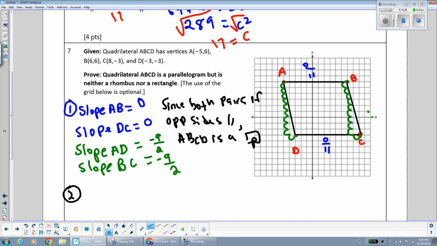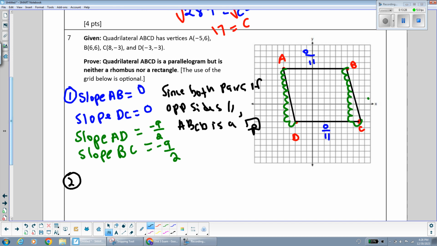Now, since I already have the work for it, I'm going to explain why it's not a rectangle. Because using slope formulas, I showed that there's no opposite reciprocal slopes. Two sides next to each other don't have opposite reciprocal slopes. We have negative 9 over 2 and 0. Those are not opposite reciprocals of each other. So there's no perpendicular lines, meaning that there's no right angles here. And if there's no right angles, it can't be a rectangle.